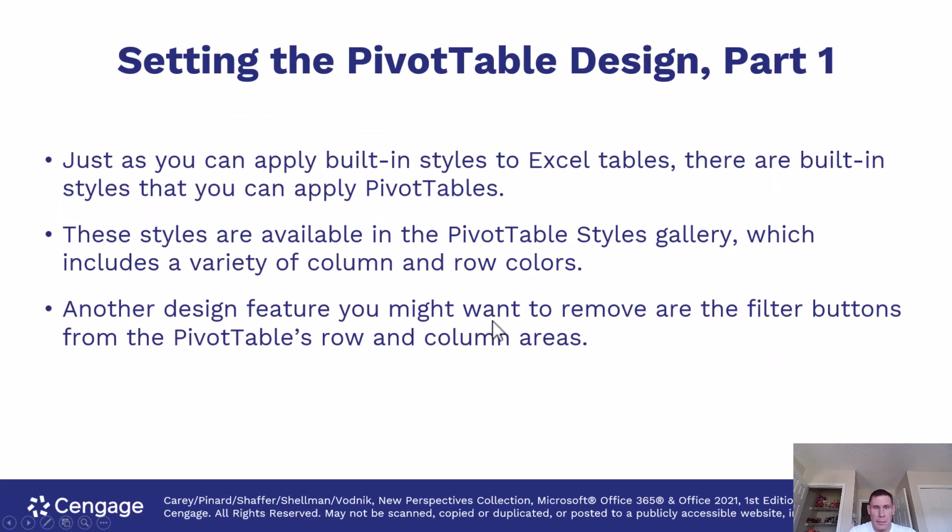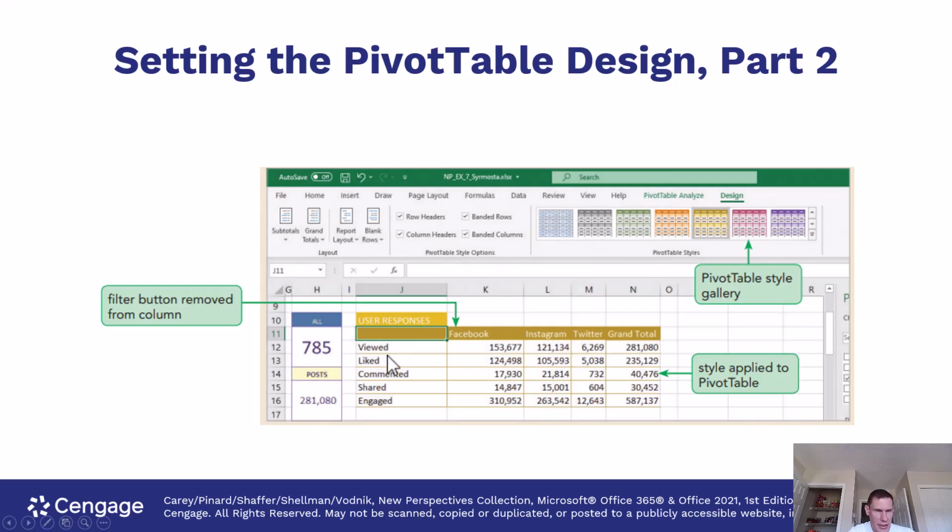Now, just as you can apply built-in styles to Excel tables, there are built-in styles that you can apply to pivot tables. These styles are available in a pivot table styles gallery, which includes a variety of column and row colors. Another design feature you might want to remove are the filter buttons from the pivot table's row and column areas. So here we can see the filter button removed from the column.